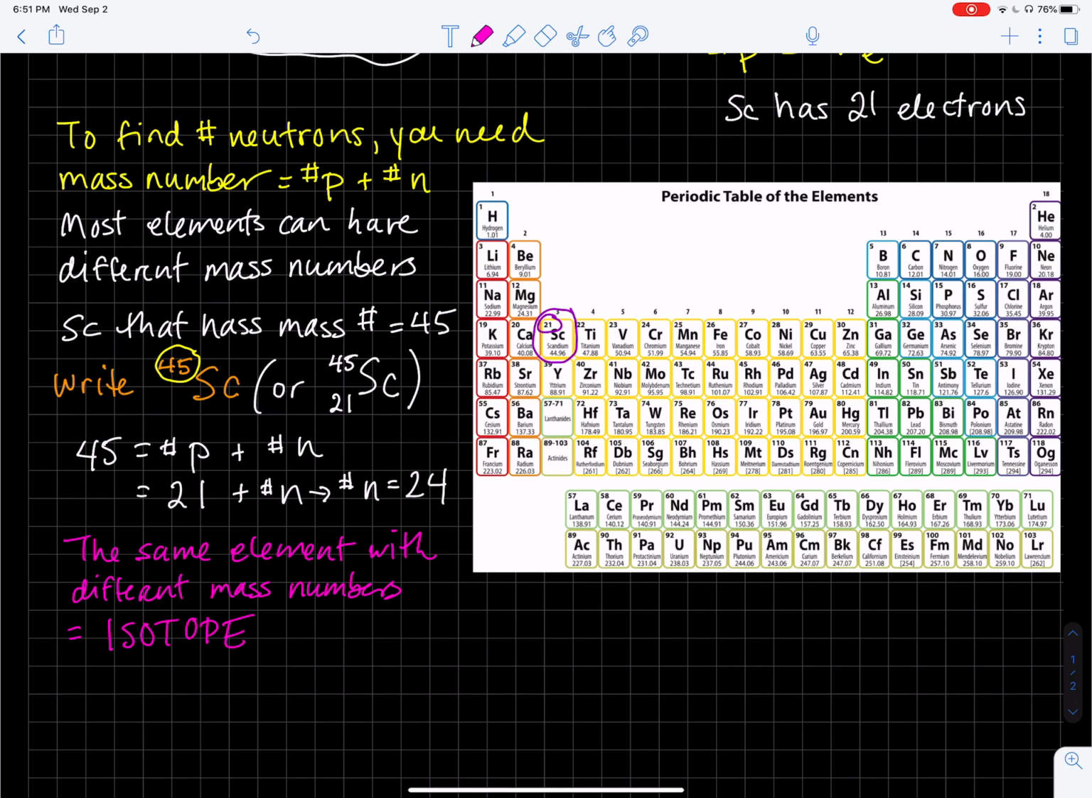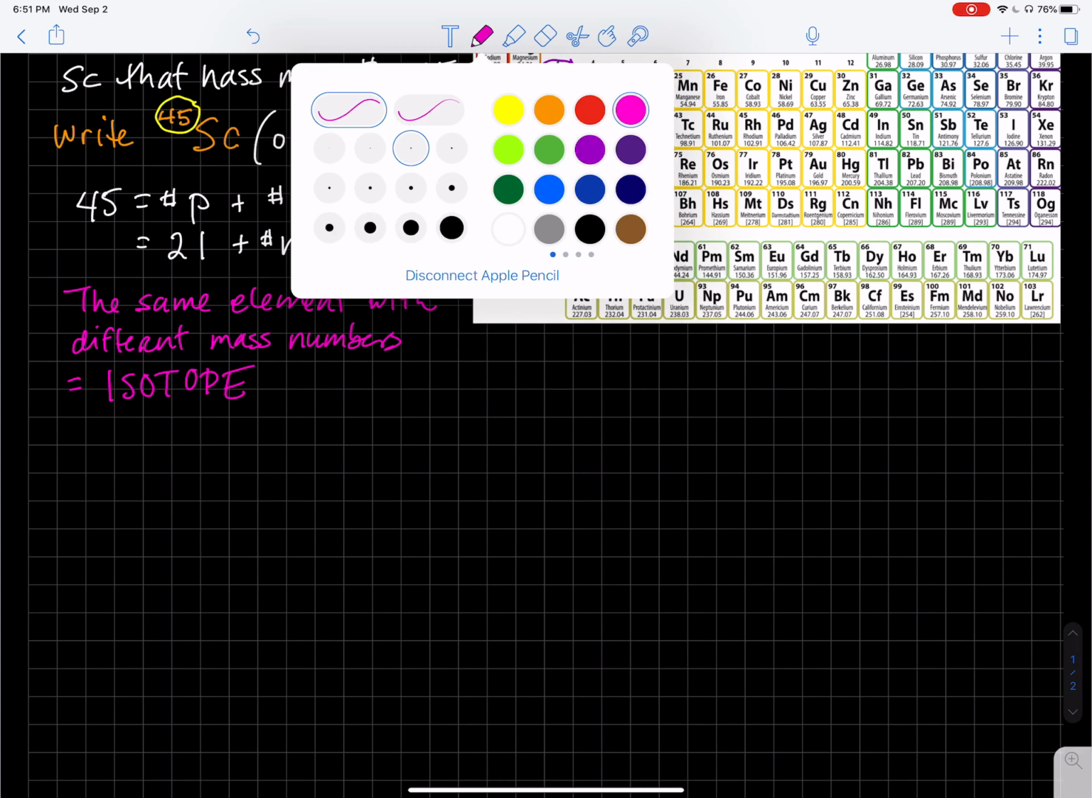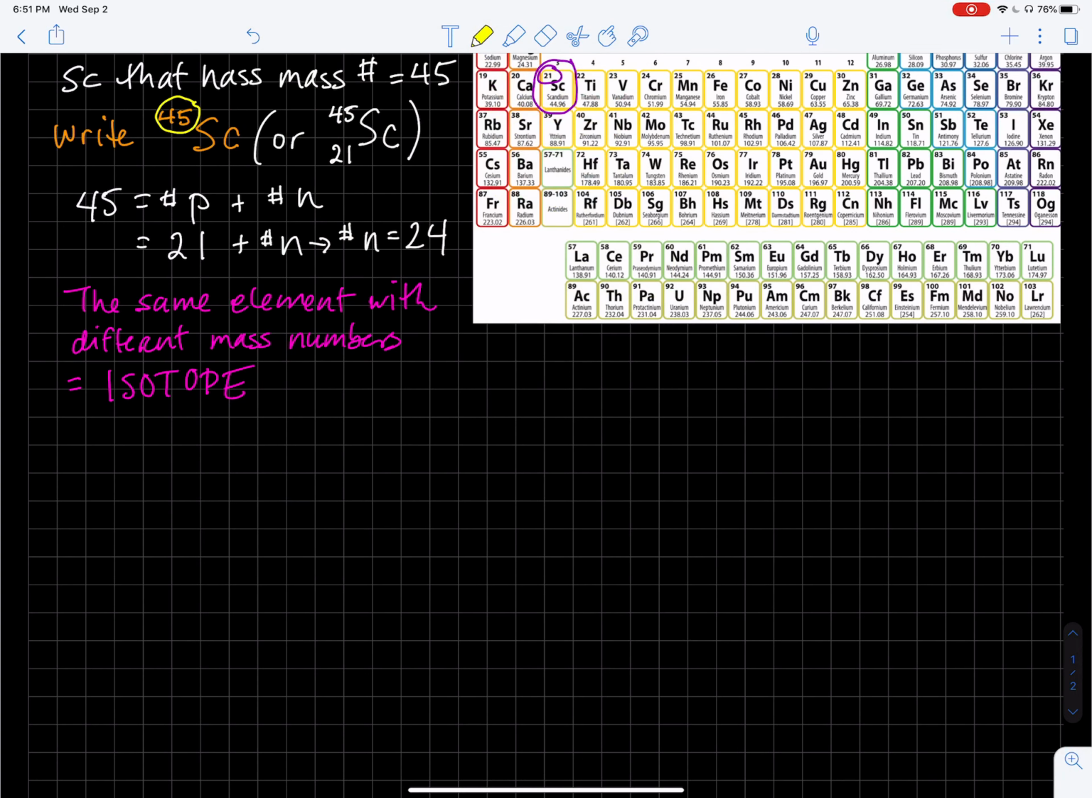So we can look at different isotopes of elements. So that's how to figure out neutrons, protons, and electrons for an atom. There's one more topic we wanted to go over for today's video, and that is ions.